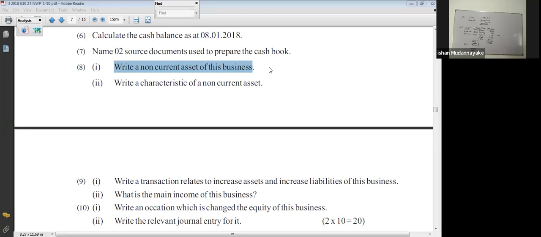Then look at Roman number 2. Write the characteristics of a non-current asset. It lasts for more than 12 months. Assets that cannot be sold or converted into cash within 12 months. One of the characteristics is that it can be used for more than 12 months. Write down: can be used for more than 12 months.